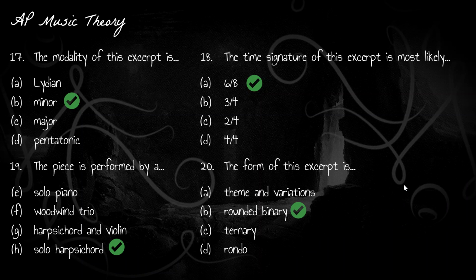Answer to 20 is B. The form is rounded binary, A, B, or A, B, half A. The A material is an 8-measure parallel period and is repeated for the A section. When the A material returns at the end of the B section, only 4 measures are heard. Did you also hear the return of the A modulates?